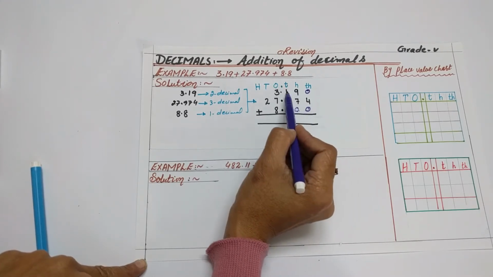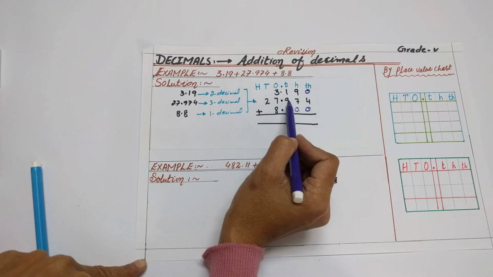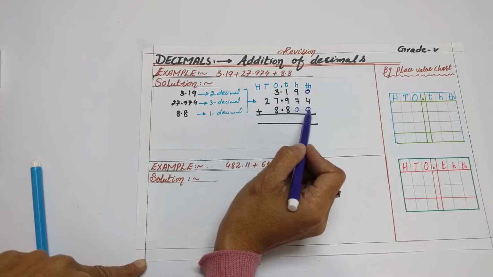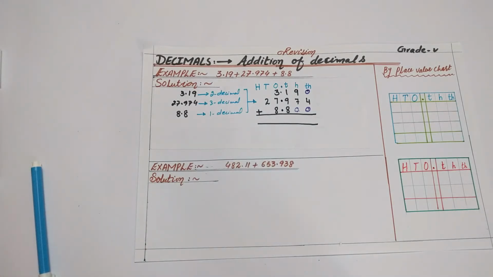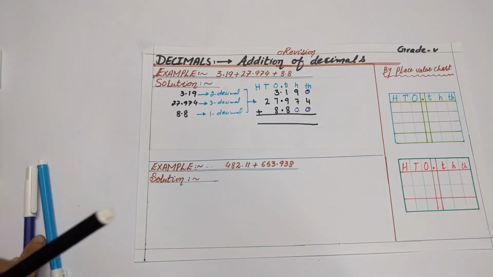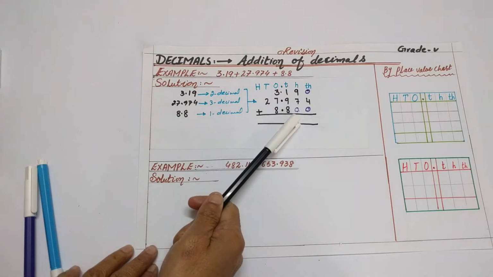Now we have 3 digits, 3 digits and 3 digits after the decimal. So these are called like decimals. Now we have converted the decimal numbers into like decimals. Now it's easy for us to add the numbers when the digits are aligned. Let's start the addition.